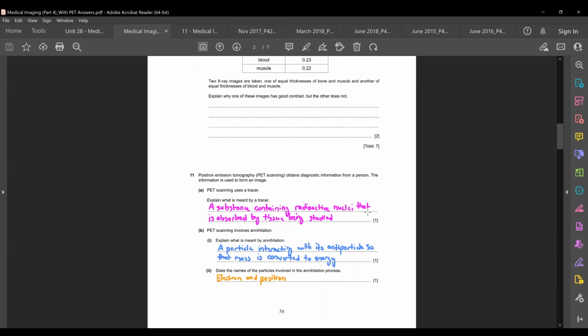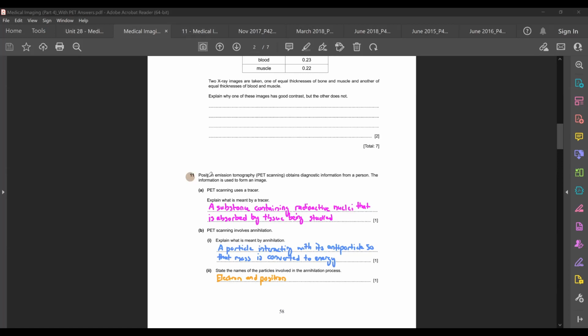So just have a look at page 58 of that worksheet. Under question 11 here, this is actually March 2022 P42. Positron emission tomography, PET scanning, obtains diagnostic information for a person, and this information is used to form an image. PET scanning uses a tracer. Now explain what is meant by a tracer here.